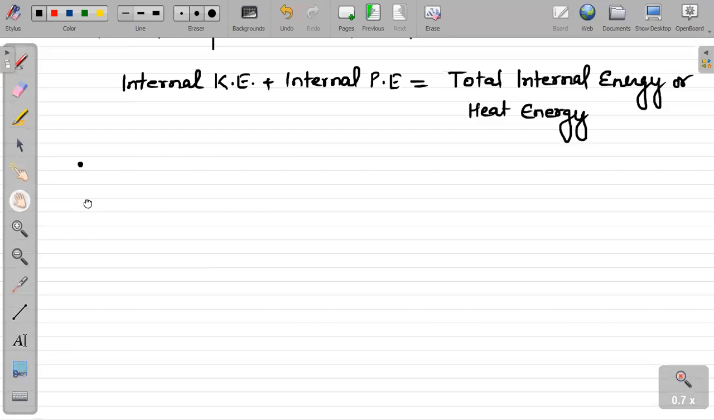ठीक है. S is specific heat capacity. ठीक है. और इसका मतलब होता है amount of heat required to raise temperature of unit mass of the body by 1 degree Celsius.